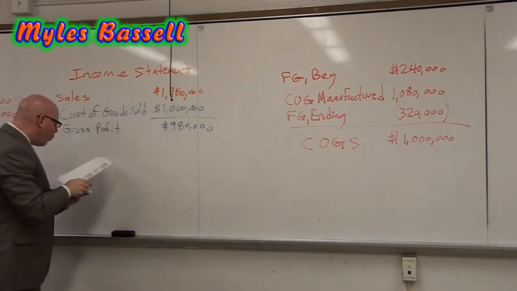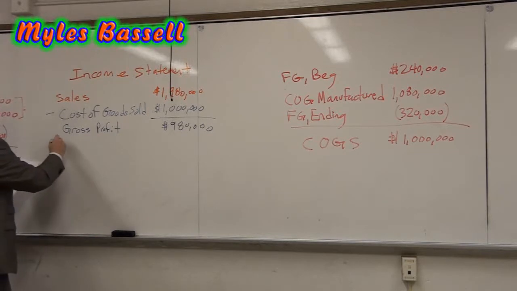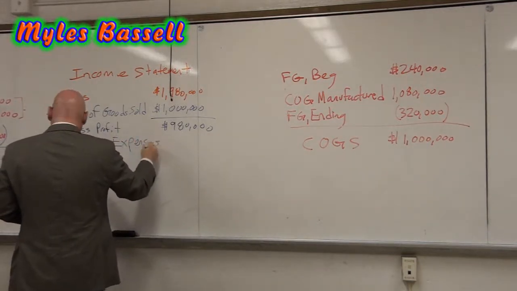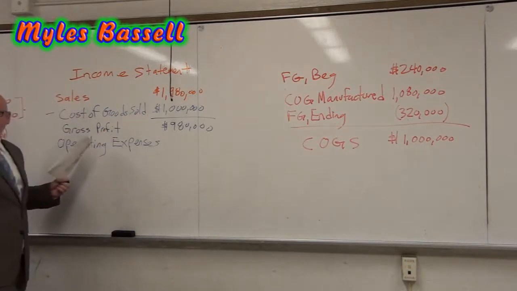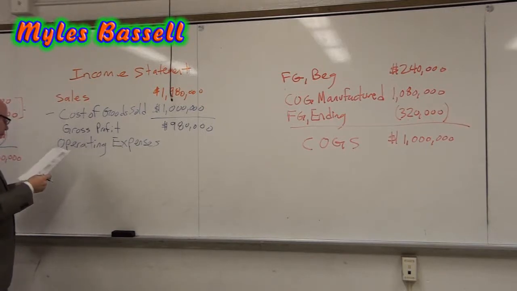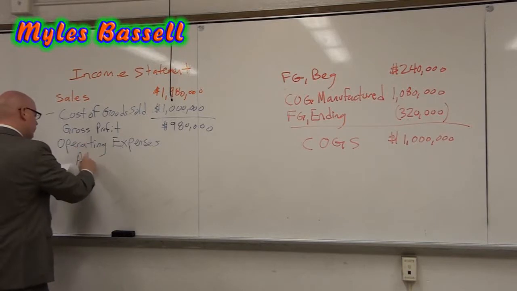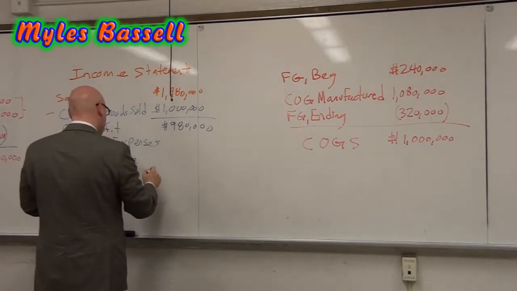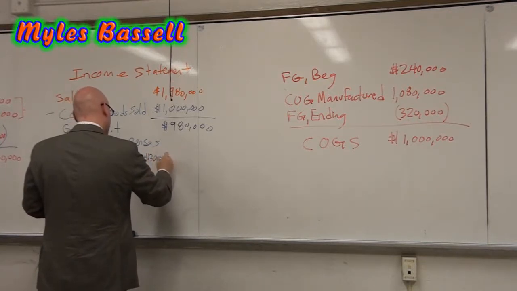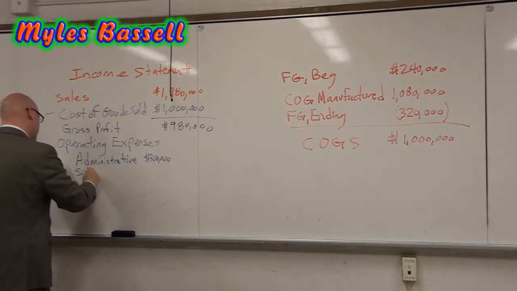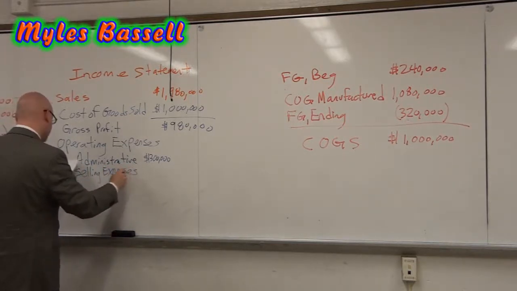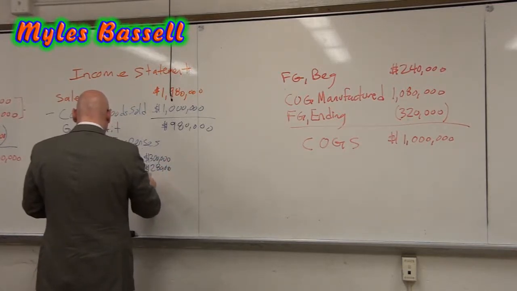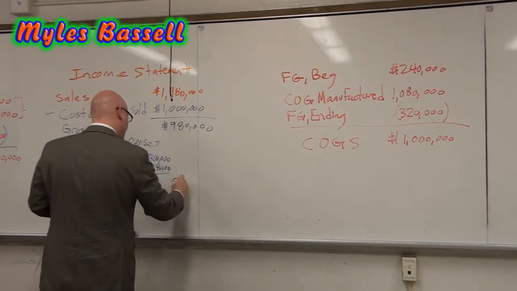Is it in the manufacturing cost or is it our operating expenses? So we're going to look at our operating expenses. Maybe our operating expenses are too high. In this case, they tell us that in our operating expenses, that's our SG&A, the administrative expenses are $300,000, and our selling expenses are $280,000. Which means that our SG&A is $580,000.